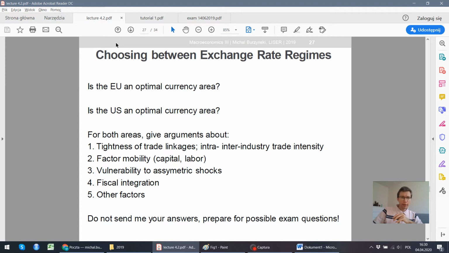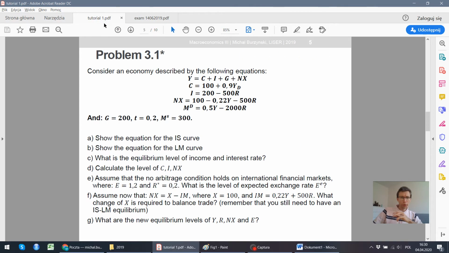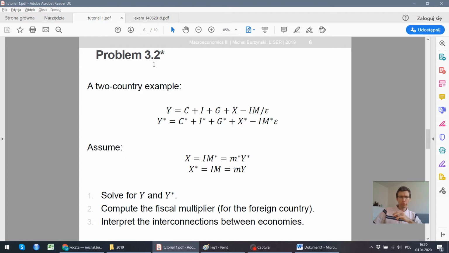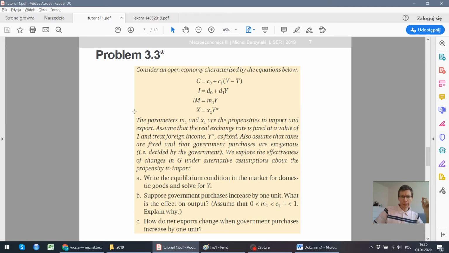And then some things that are coming back from tutorial number 1. We solved problem 3.1. We did not solve 3.2 and 3.3. This one is a bit more complex, but it is a generalization of what we will do in a minute. That is the coordination of fiscal policy problem, the one that we started and did not finish in tutorial 1. This one is very simple, but you can of course do it so that you have a better understanding of the multipliers in general.